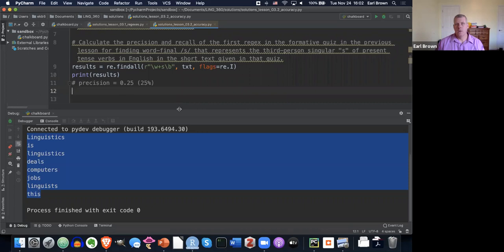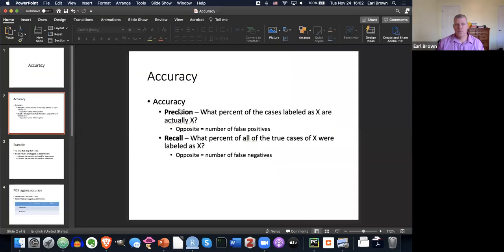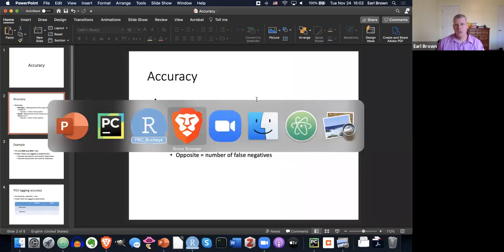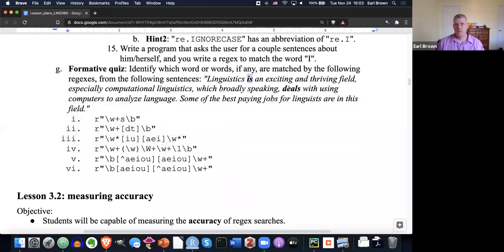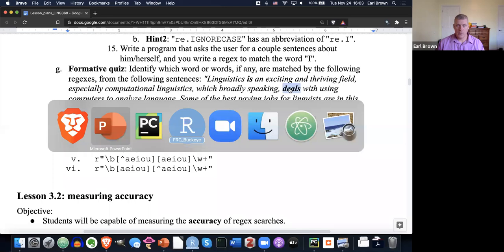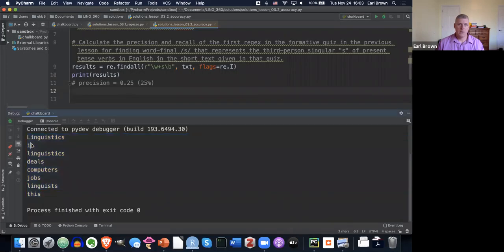So there are, once again, I'll jump back over my lesson plan right here. There are 2 verbs that have word final S, and they were both found, right? They were both retrieved by our search. So the recall is actually 100% because 2 out of 2 were found. Recall equals 1.0. That is 100% of the word final S's were retrieved.